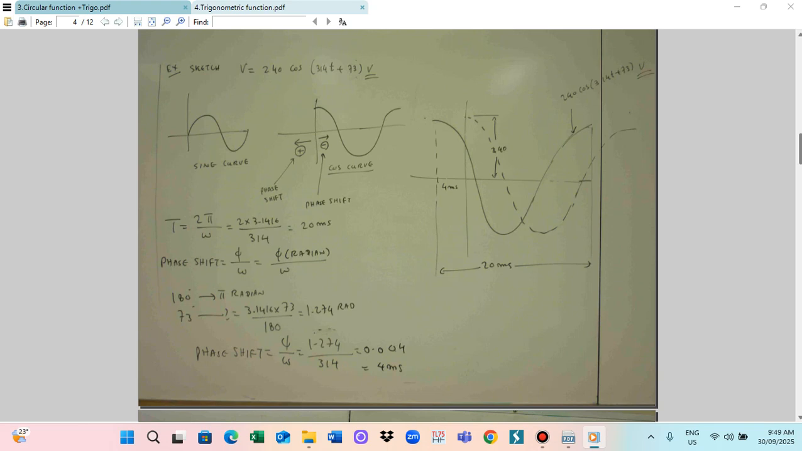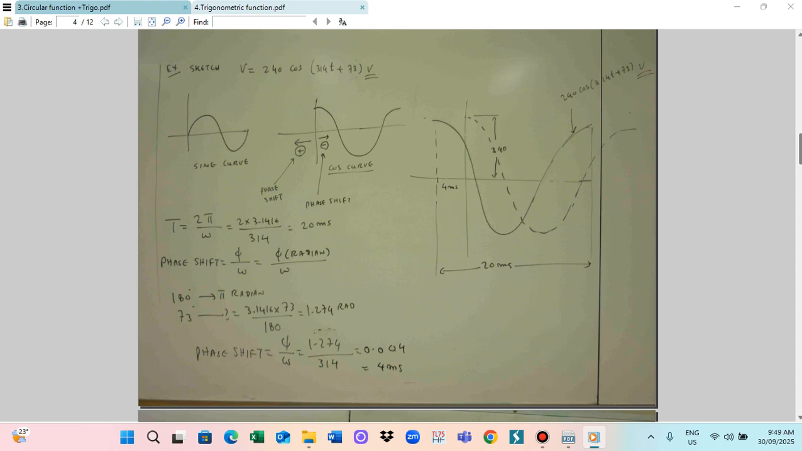So there will be negative and positive phase shift. We shift the phase this way. Now for this graph, firstly we can calculate the amplitude. The amplitude is 240. We can also calculate the period T, which is 2π divided by ω. So 2 multiplied by 3.1416 divided by ω, which is 314. By this way you can calculate the time. The period T is 20 milliseconds.